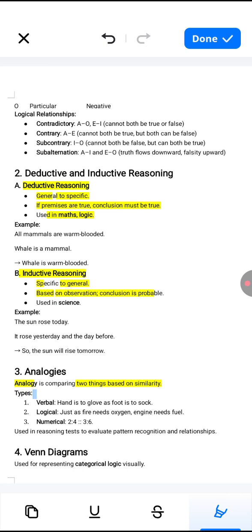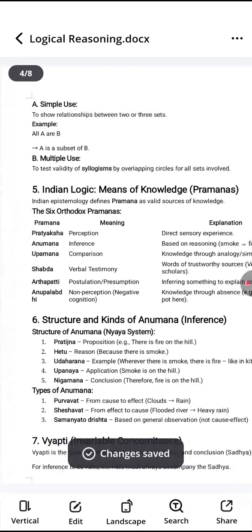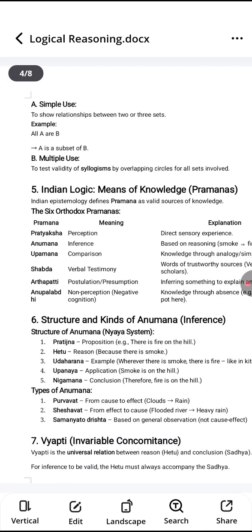Next we have the Venn diagram. It is used for representing categorical logic visually. First we have simple, used to show the relationship between two or three sets. For example, all A are B, so that means A is a subset of B. Next we have multiple, used to test the validity of a syllogism by overlapping circles for all sets involved.